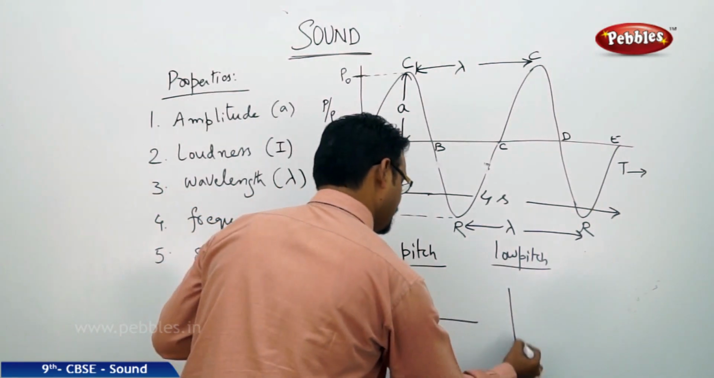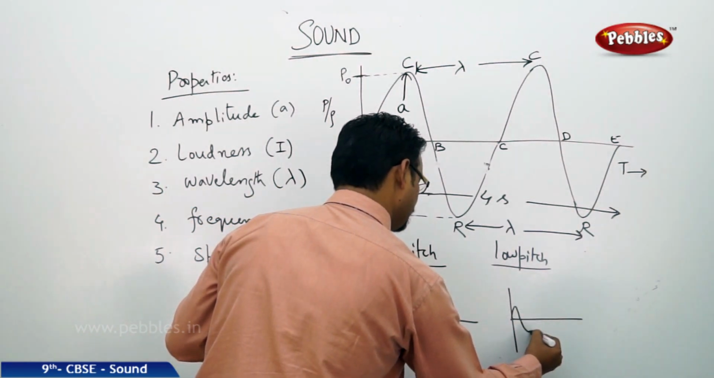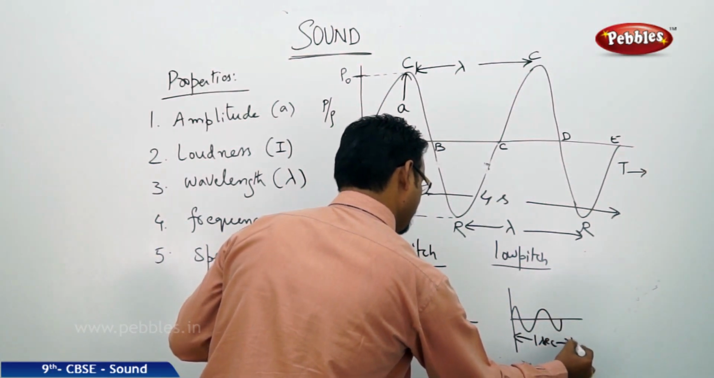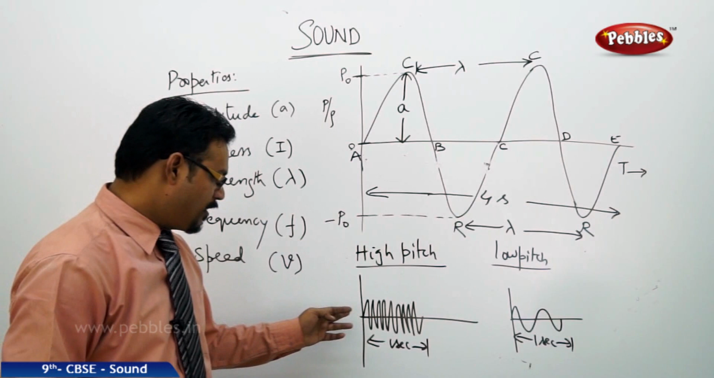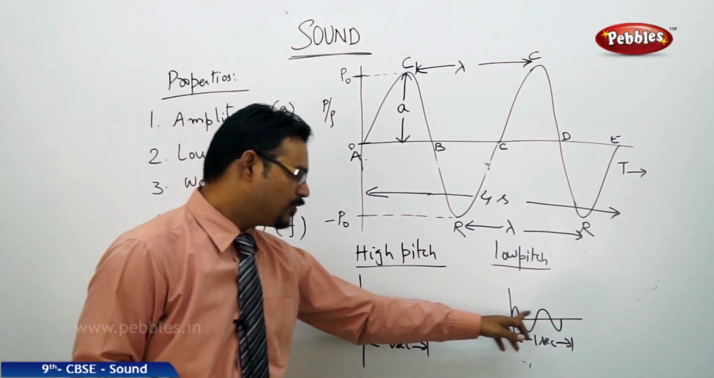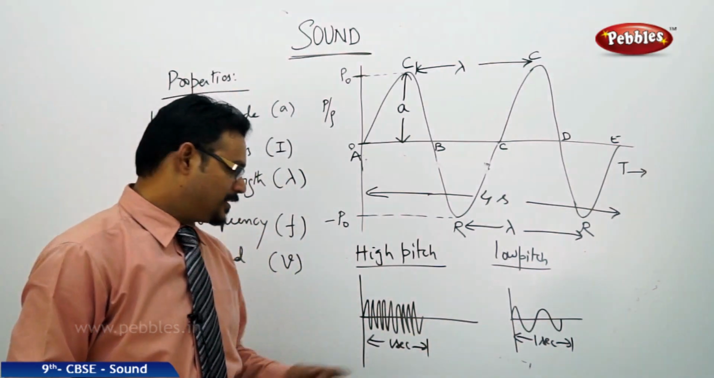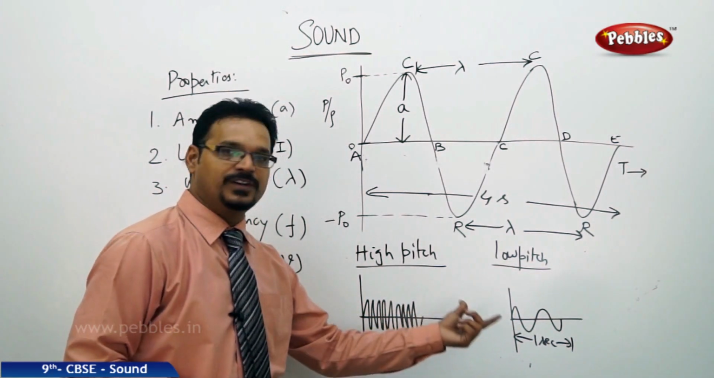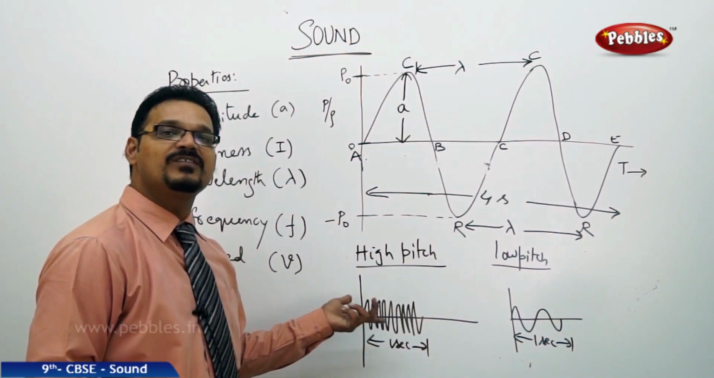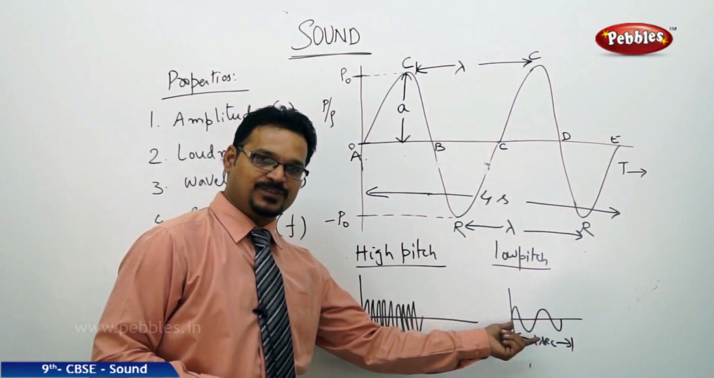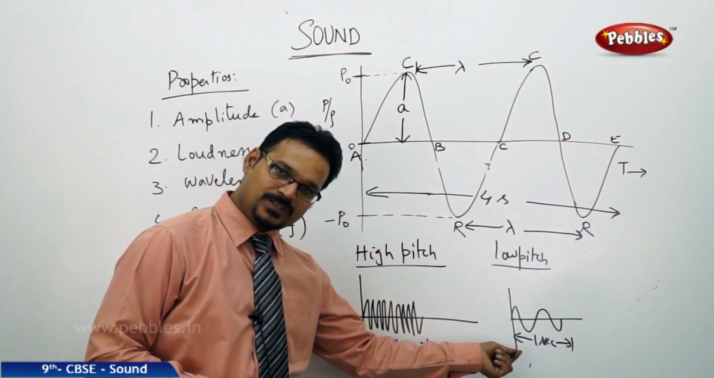Now low pitch, see carefully. This is for 1 second. See here, so many number of waves are there in 1 second. There you have only 2 waves. 1, 2, 2 waves in 1 second. So time is same, but number of waves are different. More number of waves means more frequency. More frequency means high pitch. Less number of waves, low pitch, less frequency.